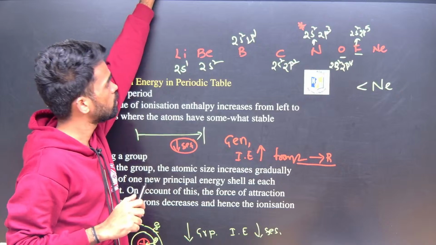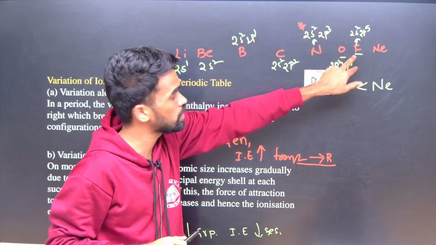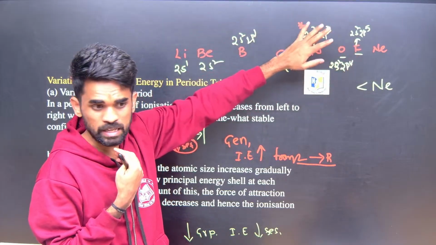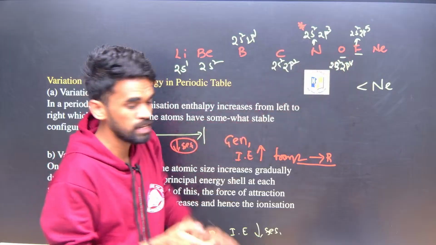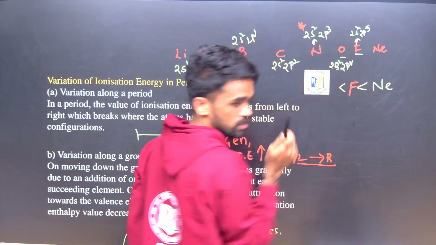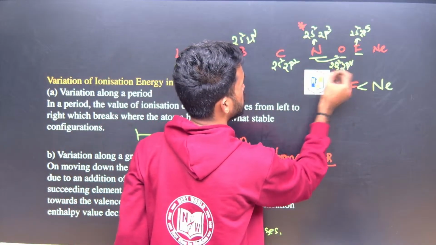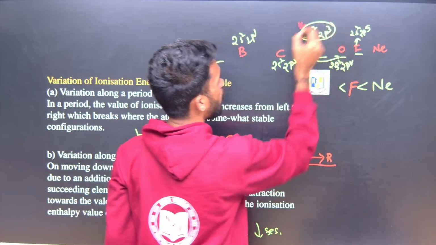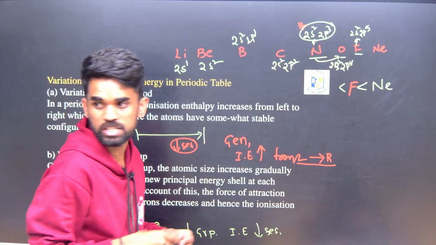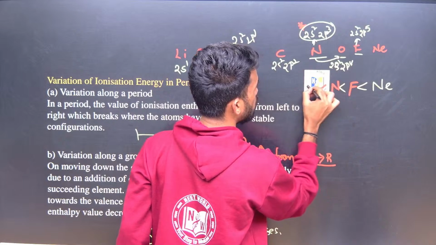Now look here. For fluorine and oxygen, both have unpaired electrons, but the electronegativity of fluorine makes it have more ionization energy than oxygen. Okay, up to here it is clear. But if you compare nitrogen and oxygen, nitrogen has a half filled configuration. Due to that it is more stable, so more energy is required. So I should insert nitrogen first, then oxygen.